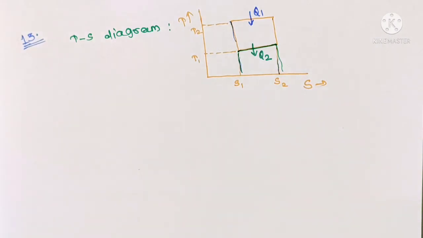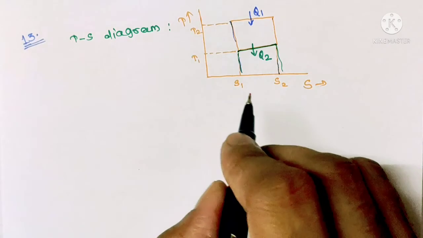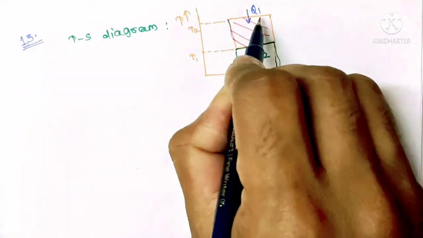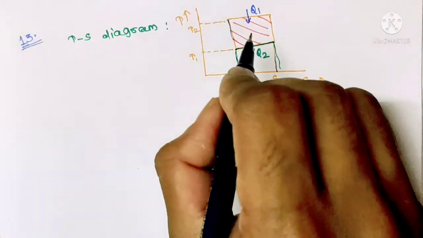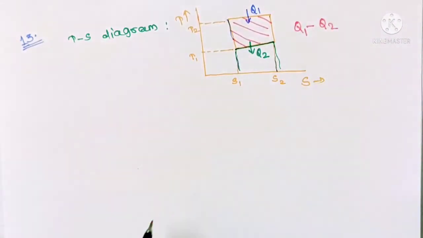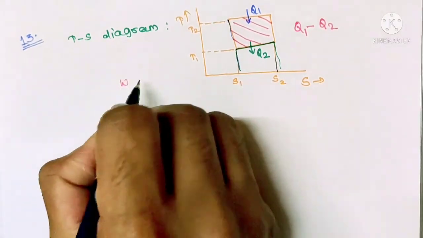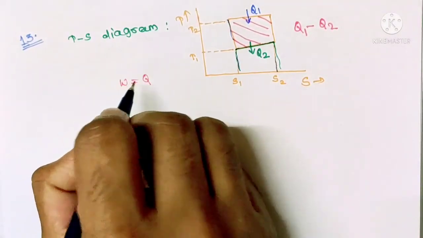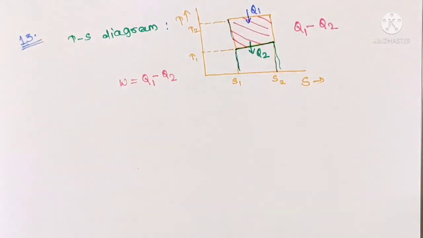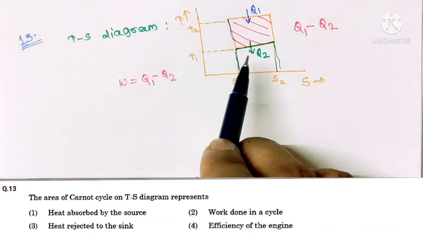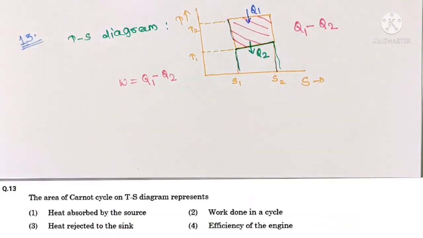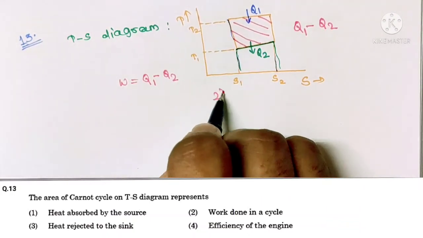Now in the question we have to say about this area of this TS diagram. So this area will represent Q1 minus Q2, and we know in a Carnot cycle Q1 minus Q2 is W, that is work done in the cycle. So the area of Carnot cycle in TS diagram represents work done in a cycle. So your correct option is option 2.